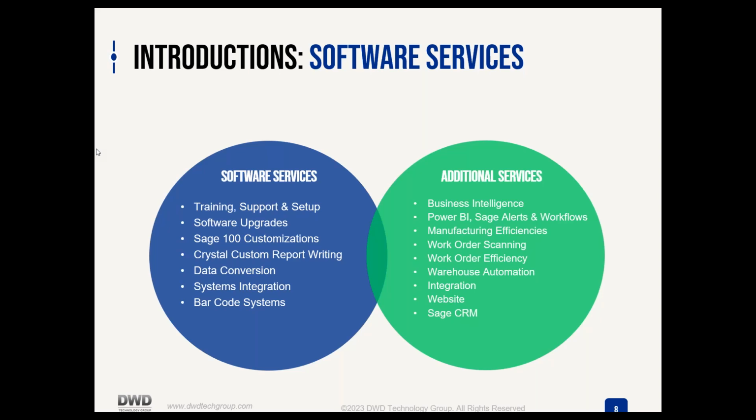A big area that we focus on is systems integration, where we take the Sage 100 solution and integrate it with other pieces and parts. Much of the time is related to warehousing and barcode systems. We also offer business intelligence services, Power BI, if you're familiar with that, Microsoft Power BI, Sage Alerts and Workflows. There are third-party solutions for manufacturing efficiencies and work order scanning and work order efficiencies. And then, of course, the website integration. We can help with custom needs in that regard. And then the Sage CRM, getting your salesforce out into the real world and yet still having the connectivity to the Sage data that they need.